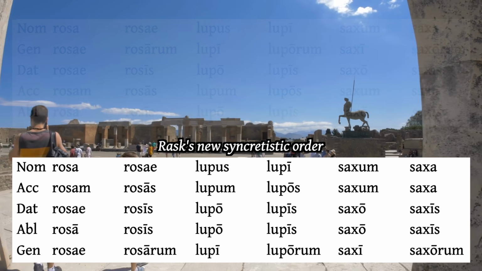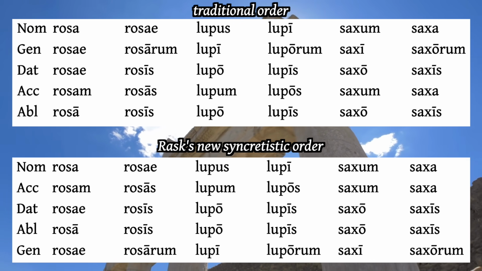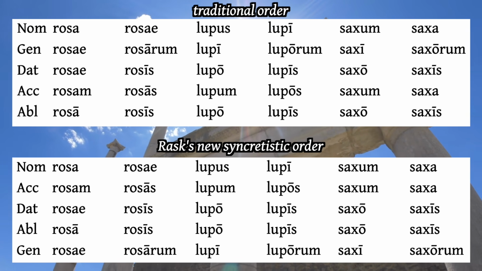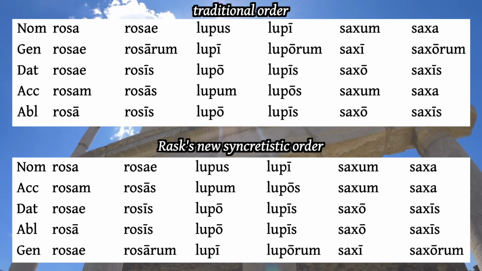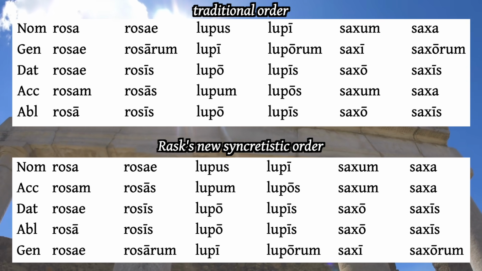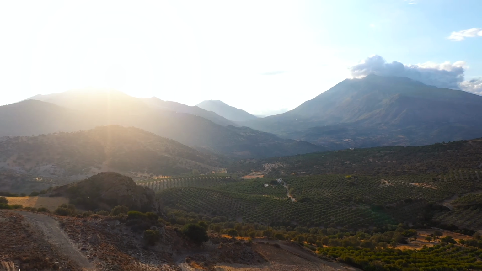For the sake of comparison, here is the traditional order. Rask attempts to justify this order based on its being more similar to nature, he says. That is, the natural order, rather than an arbitrary one. Why natural? He argues that the more fundamental cases are at the top, and that the rest derive from the nominative.